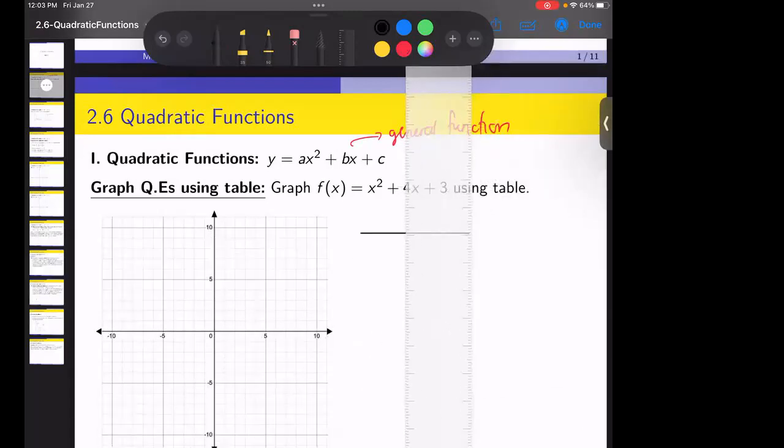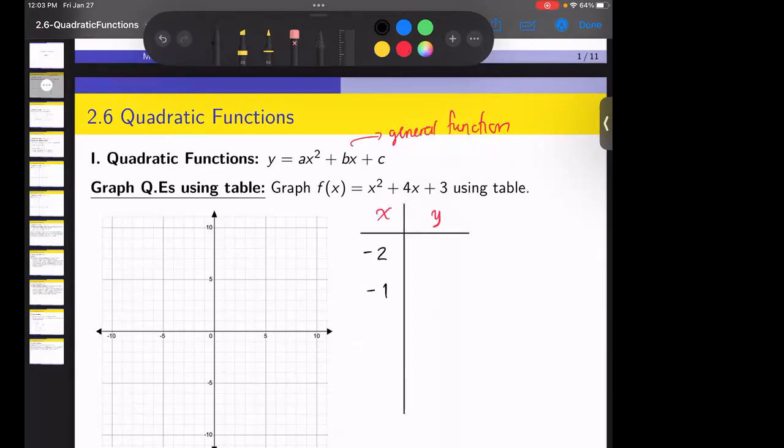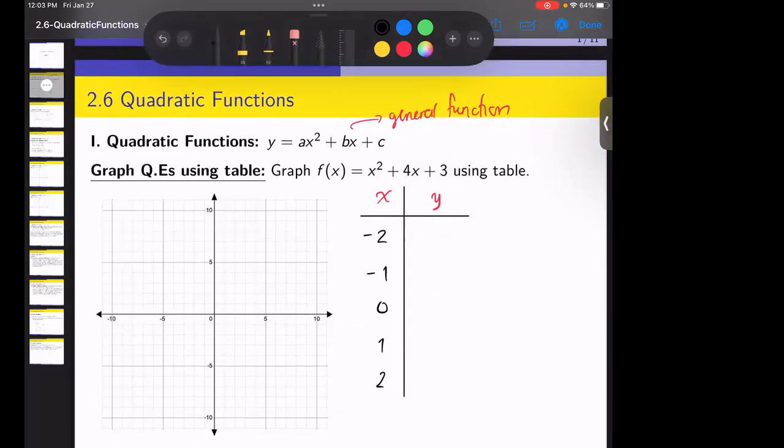Say in this problem, here's my x value, here's my y. Say I'm going to let x be -2, -1, 0, 1, 2. Usually I use 5 numbers like that. When you plug in -2 for x, what do you get? You can use your calculator. Maybe I'll show you how to use the calculator. x squared plus 4x plus 3.